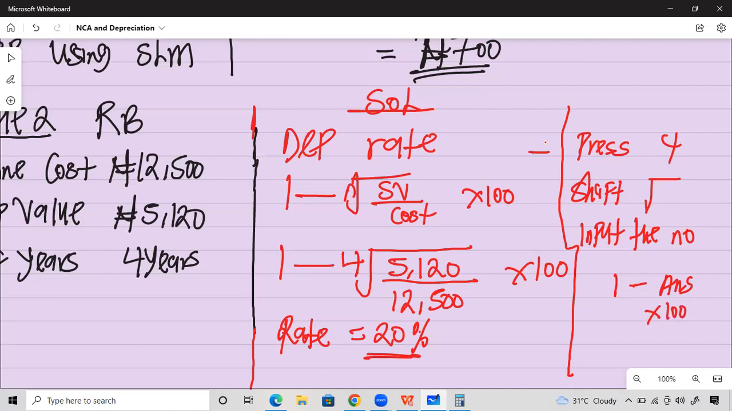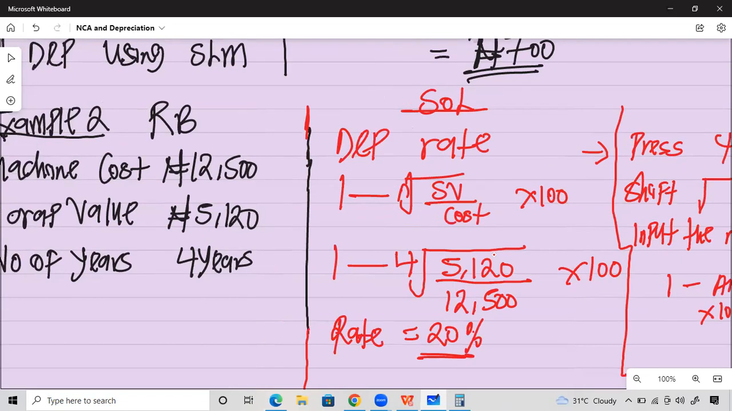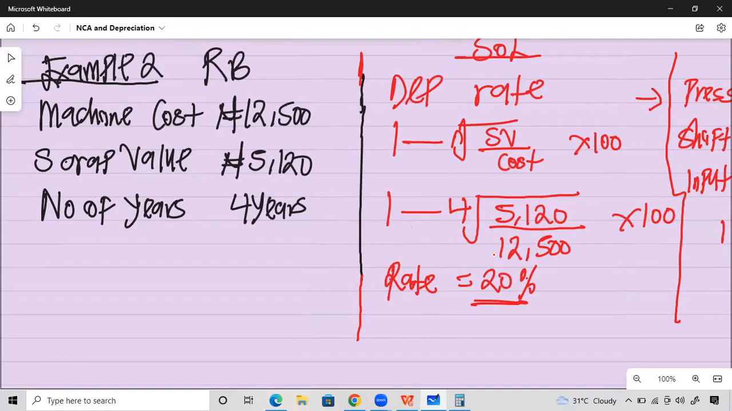From your scientific calculator, you press 4. Once you press 4, then press shift, then the square root. Then input the number, whatever you have, say 1 minus the answer, multiply with 100. It will give you the depreciation rate. Okay. Don't worry, at the end of the class, I'll do a voice note so everyone will see.